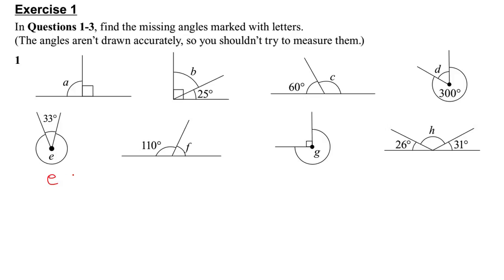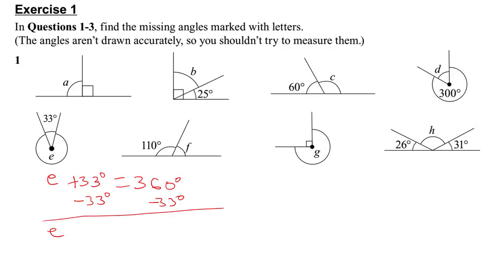So I'm going to start with E. So E plus 33 degrees, which is what they've given you, is going to add up to 360. Okay, because they're angles at a point. Now to find E, all you need to do is take away 33 both sides. You do the opposite. So E is there. The 33 take away 33 is gone, and on this side I've got 360 take away 33, which is going to be 327. Okay. So this angle here is 327 degrees. Okay, so that's that. Then the next one here, G.